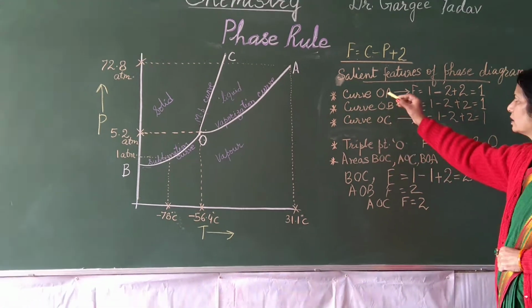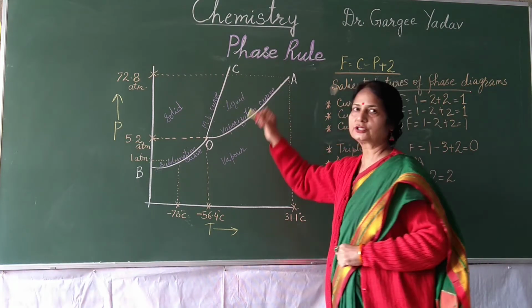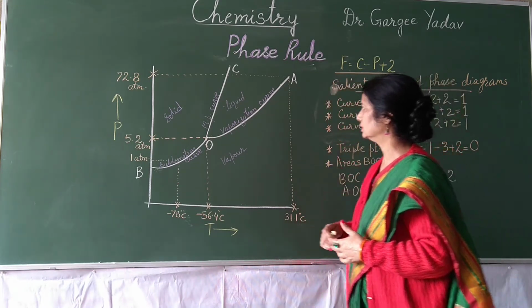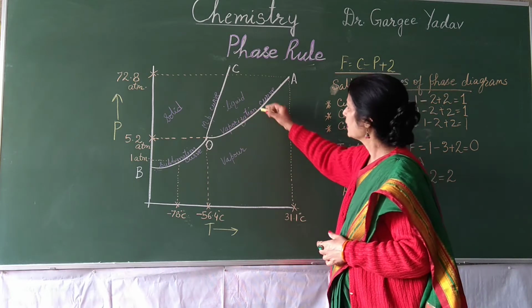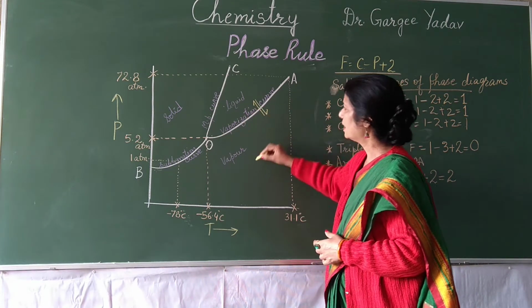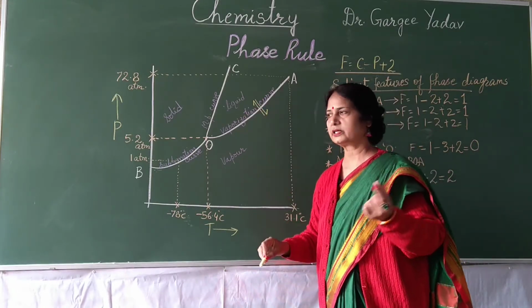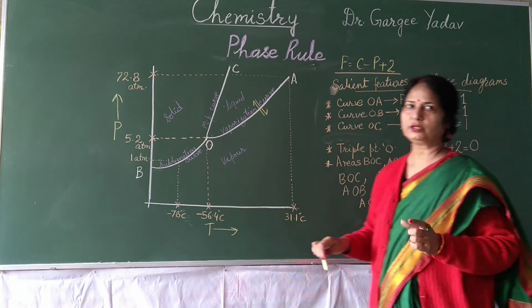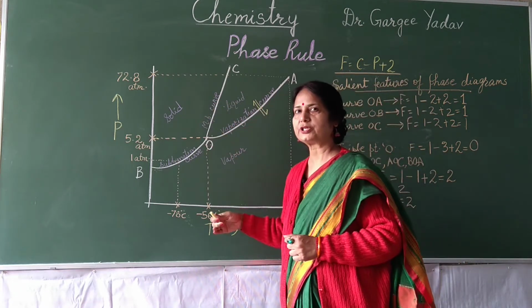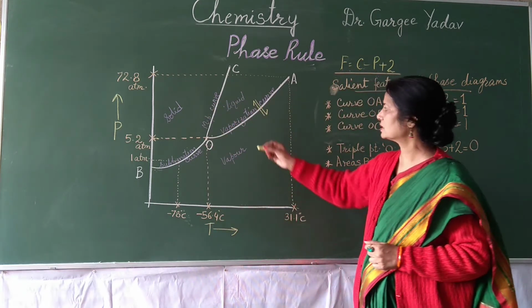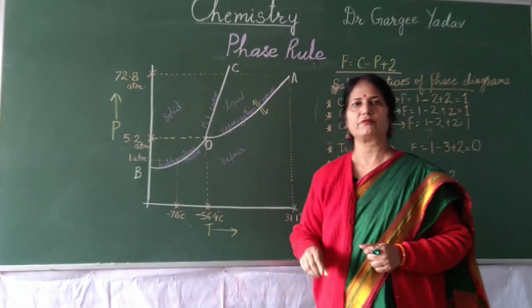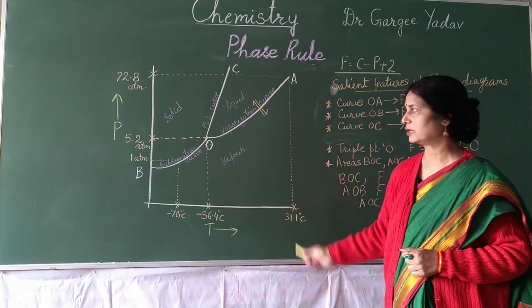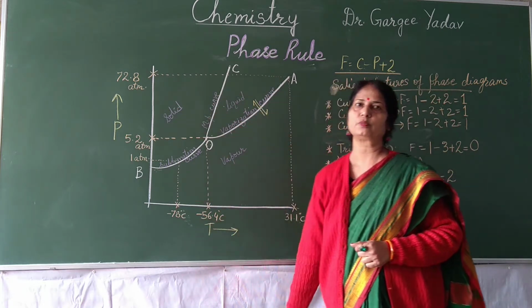So these are the salient features, and here I have calculated the degree of freedom also for all the curves. Curve OA represents the vaporization curve, and it shows the effect of temperature and pressure on the vapor pressure of liquid carbon dioxide. The two phases which exist here are the vapor phase and the liquid phase. So it's a one component system, two phases are there. So the degree of freedom comes out to be 1, means it is a univariate system. If we fix the pressure or the temperature, then the other variable will automatically be fixed. This curve ends at A, and this is the critical point for carbon dioxide, represented by 31.1 degrees centigrade. This is the critical temperature of carbon dioxide, and the critical pressure is 72.8 atmospheres.